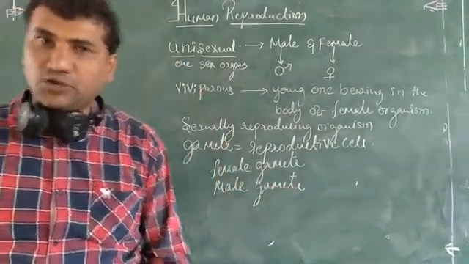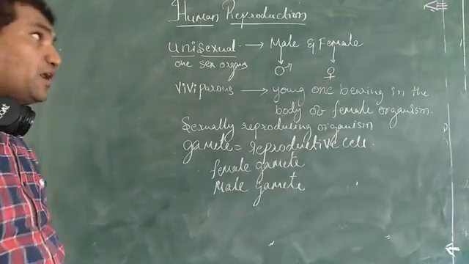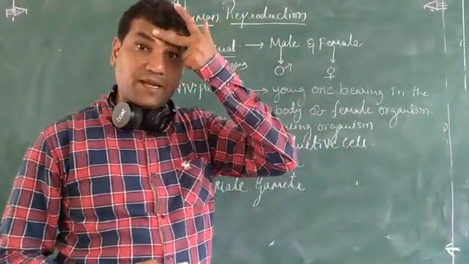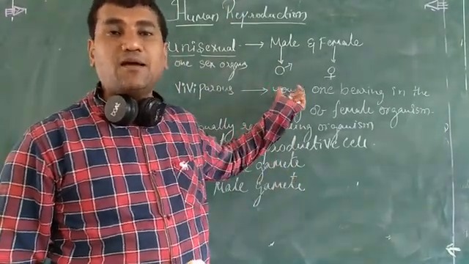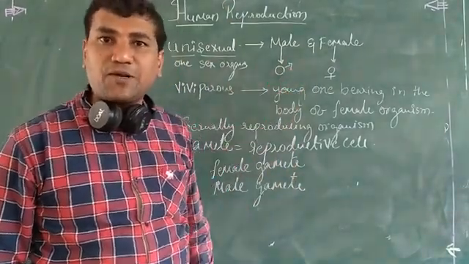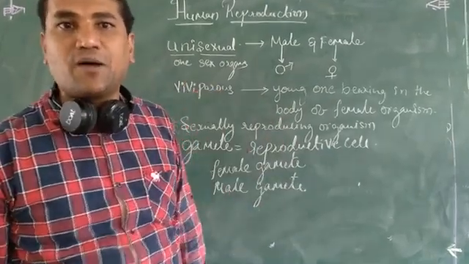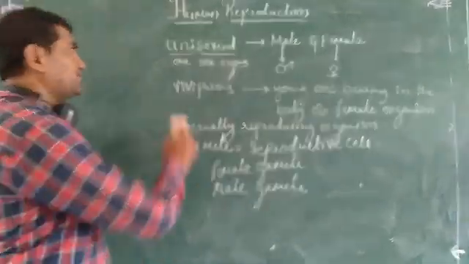Now, we will try to understand the sequence of processes in the male and female reproductive system, that is, the general process from gamete formation to childbirth.